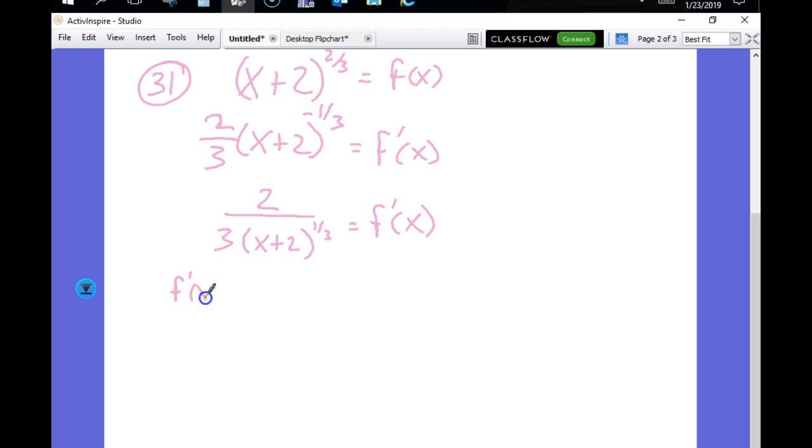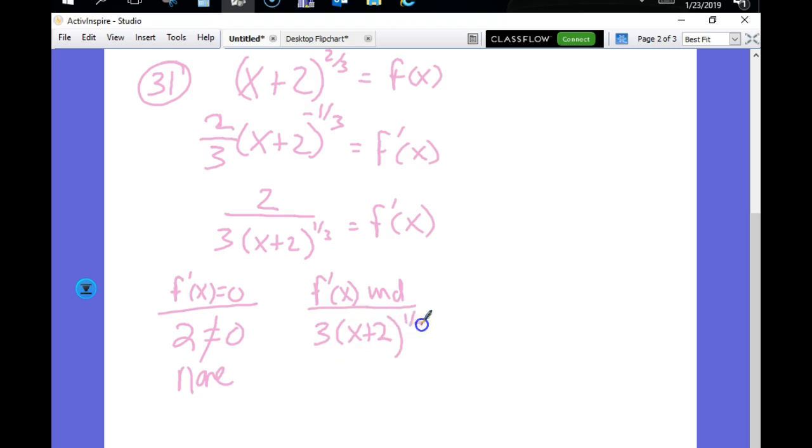If you find out where the numerator equals 0, that tells you where the function itself equals 0. If you want to find out where the function is undefined, you set the denominator equal to 0. So now you can't set the numerator equal to 0, so once again, there are no critical values where the derivative is equal to 0. However, we can set the denominator equal to 0 to find out where the function is undefined.